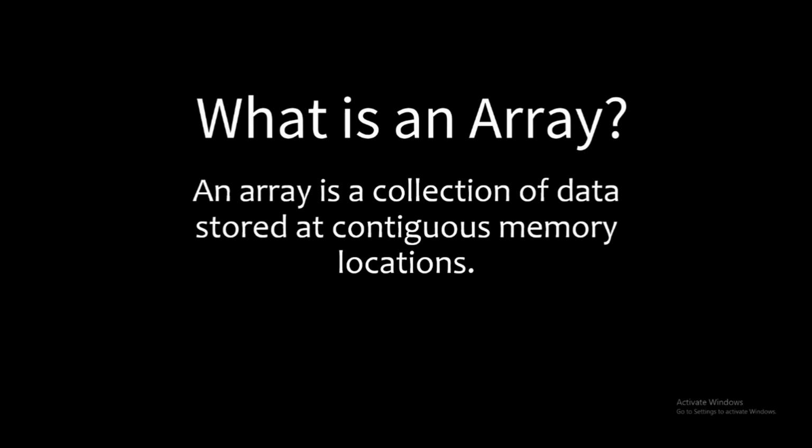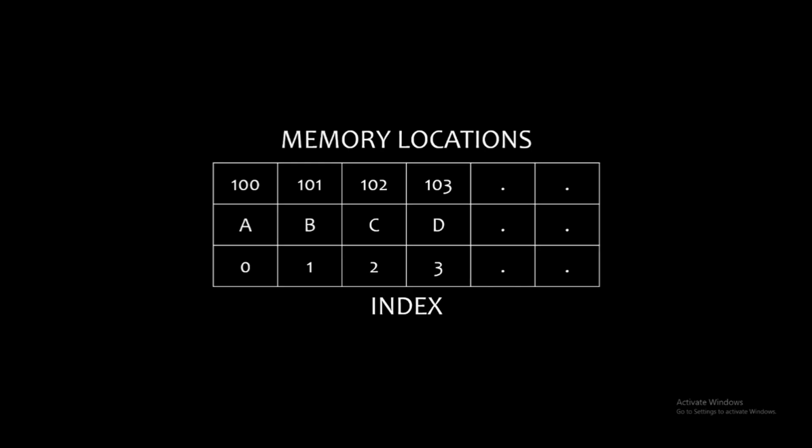What are arrays? An array is a collection of data stored at contiguous memory locations. When we look at an array, for example, this array with elements A, B, C, D and so on, you can see the memory allocated to this array is given by 100, 101, 102, 103. So you can see there are no gaps in between the memory addresses when we are storing an array. The elements are stored together in the memory. That is what contiguous means.